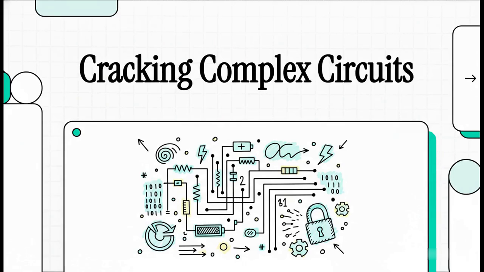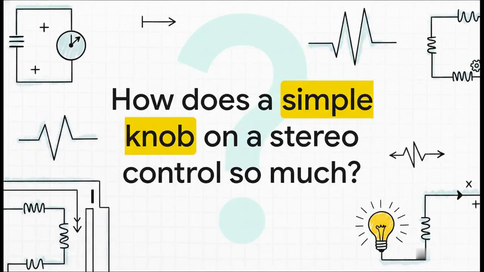Have you ever stopped to think about the invisible rules that are making all our complex electronics work? Well, today we're going to crack the code that powers everything from your stereo right up to your smartphone. I mean, really think about it for a second. How does one simple knob on an old stereo just smoothly control the volume? Or how does a dimmer switch make a light go from dim to bright? It feels so simple, but behind that one little action is some seriously brilliant engineering.